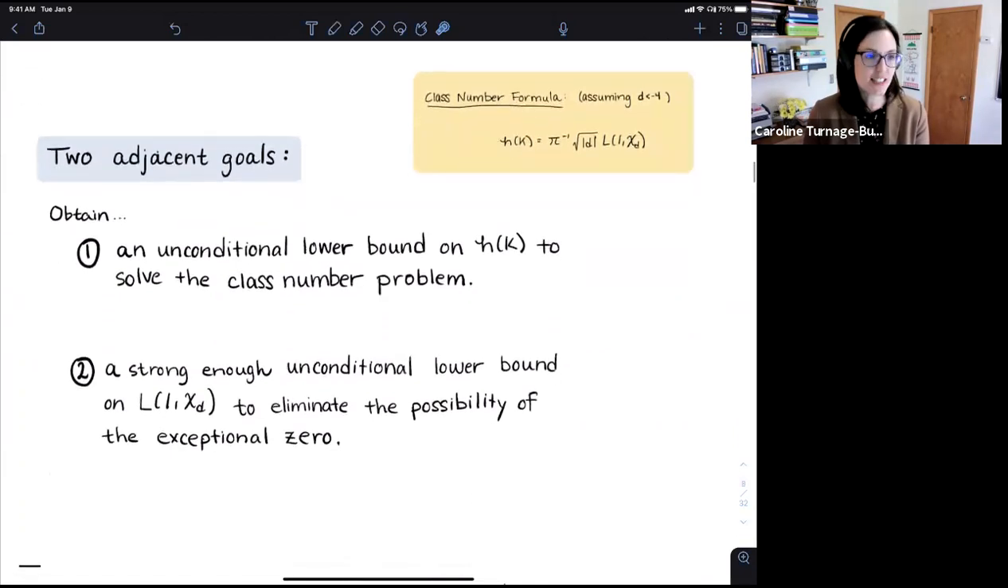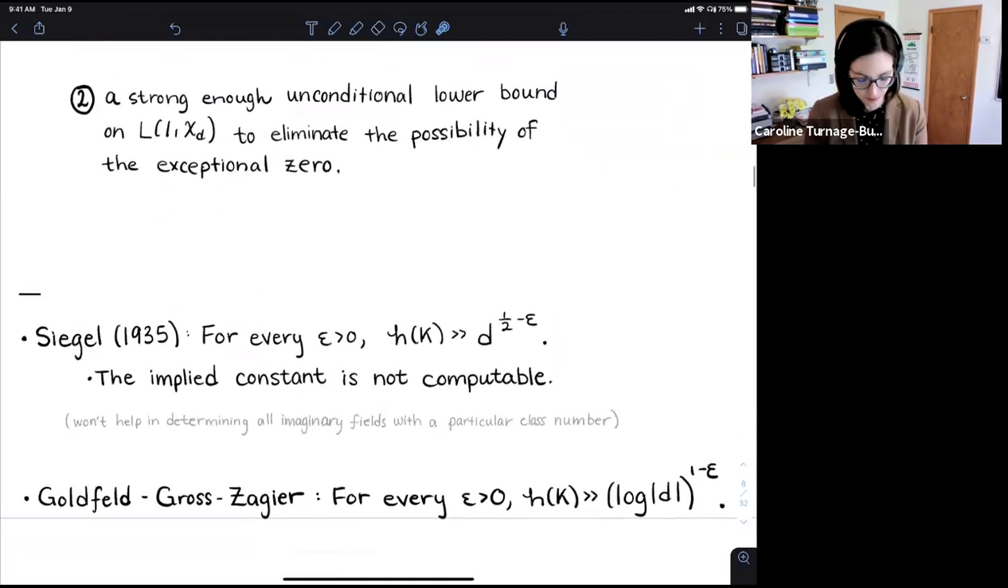All right, so we have 2 adjacent goals really. One of the goals you could say is I want an unconditional lower bound on h of k that's strong enough that I can do this classification. And on the other hand, a strong enough unconditional lower bound on the L function at 1 to eliminate the possibility of an exceptional zero. That would be amazing. And so the reason why these 2 problems are hard is, well, they're wrapped up with one another. So progress on one could lead to progress on the other. But as I'll point out, it kind of depends on the strength of the bounds.